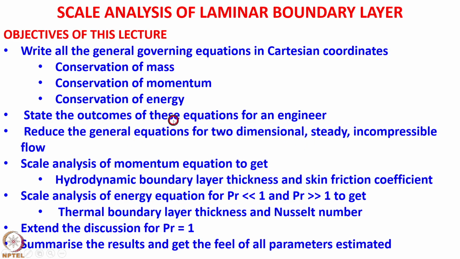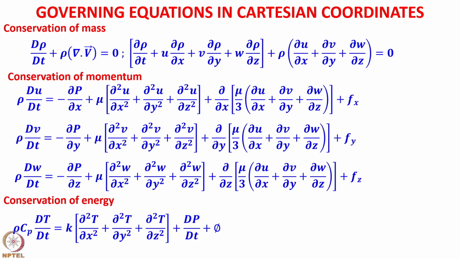So reduce these general equations for two-dimensional steady incompressible flow, and then we will do what is called a scale analysis or order of magnitude analysis for the momentum equation, in order to get the hydrodynamic boundary layer thickness and skin friction coefficient, and scale analysis for the energy equation for Prandtl number less than 1 and greater than 1 to get the thermal boundary layer thickness and Nusselt number, and extend this discussion for Prandtl number equal to 1. Summarize the results and get the feel of the parameters estimated. That is the plan for today's lecture.